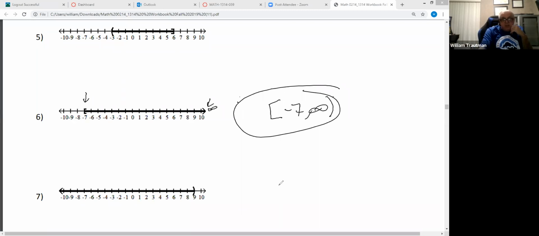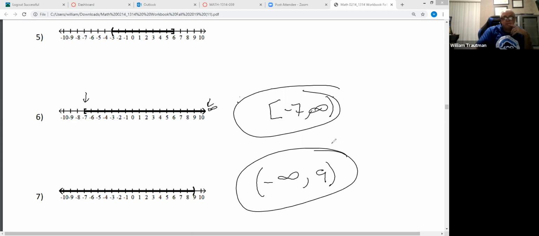And the far left is negative infinity. Since we're on the negative side, you can never touch infinity, use a parentheses. The far right is 9, and it has a parenthesis, so you also put a parenthesis. It doesn't equal 9. It gets really close to 9, 8.9999999, but it doesn't touch 9. If it touched 9, there would be a bracket.